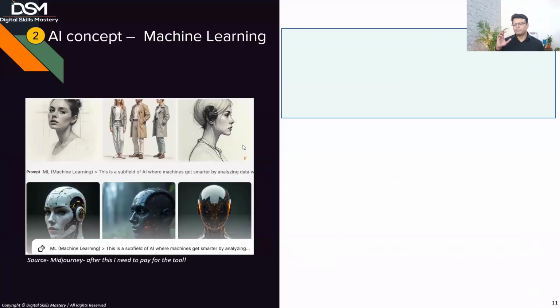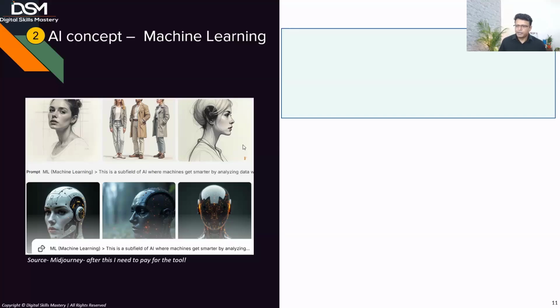Next concept is machine learning. As we go through these concepts, some might be new to you, some you already know. So if you want to keep a note, take a note, and if you've got any questions, please put your questions in the chat box. We'll definitely answer them at the end of the session.